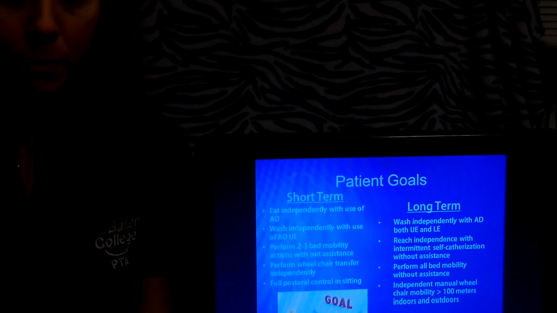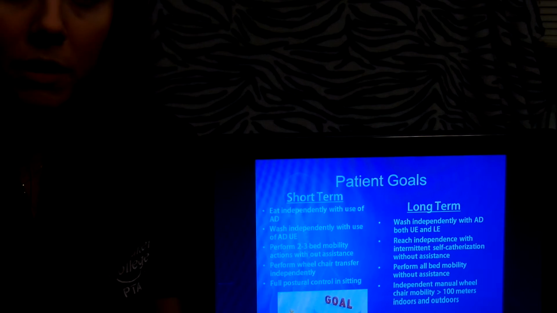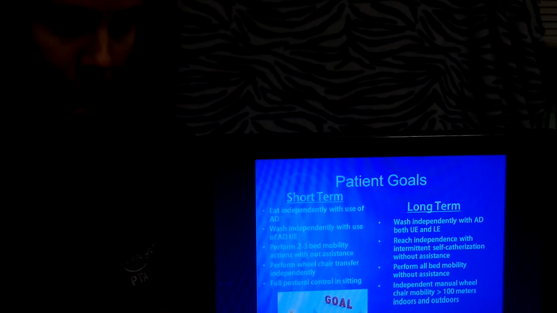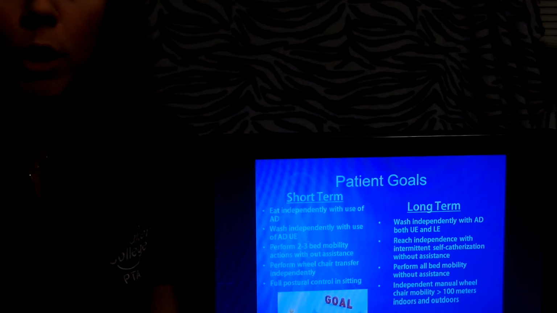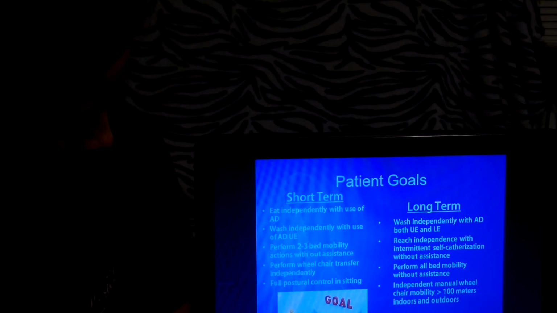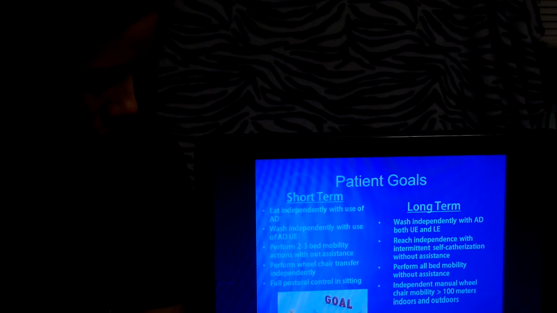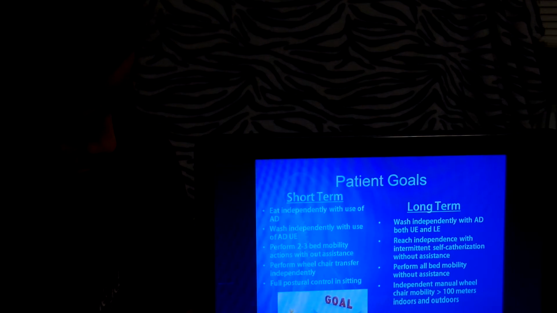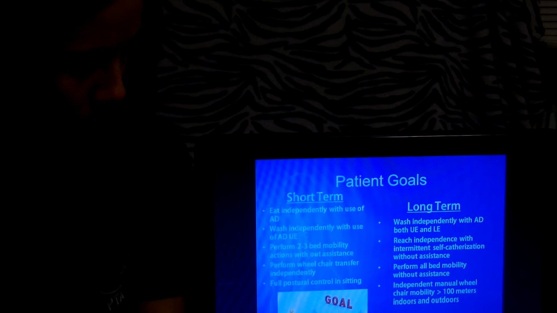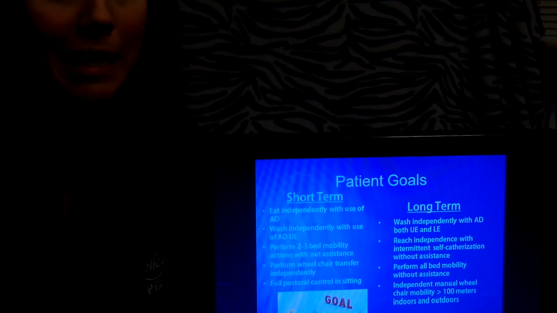Our goals are pretty simple. First off, the short-term goals. She would like to be able to eat independently with the use of an AD. She would also like to wash her upper extremity independently with the use of an AD. She wants to perform 2 to 3 bed mobility actions without assistance. She would like to perform a wheelchair transfer independently, and she would like to have full postural control in sitting.